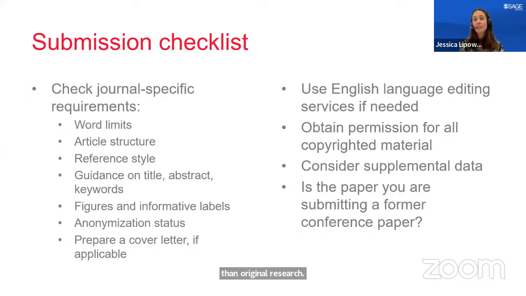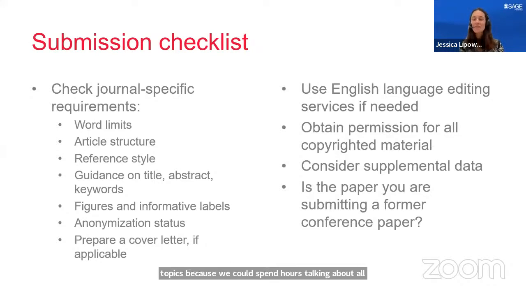So when you're checking the journal specific requirements, you can look at things like word limits, the article structure, the reference style, is that APA, Harvard, AMA, guidance on the title, abstract, and keywords. You might be required to submit keywords from that particular journal's keyword list, or maybe you can add your own. You'll want to make sure that your documents are properly anonymized for either single anonymous or double anonymous peer review, if applicable. You might need to prepare a cover letter. All of these things we'll be diving into again in future topics, because we could spend hours talking about all of this.